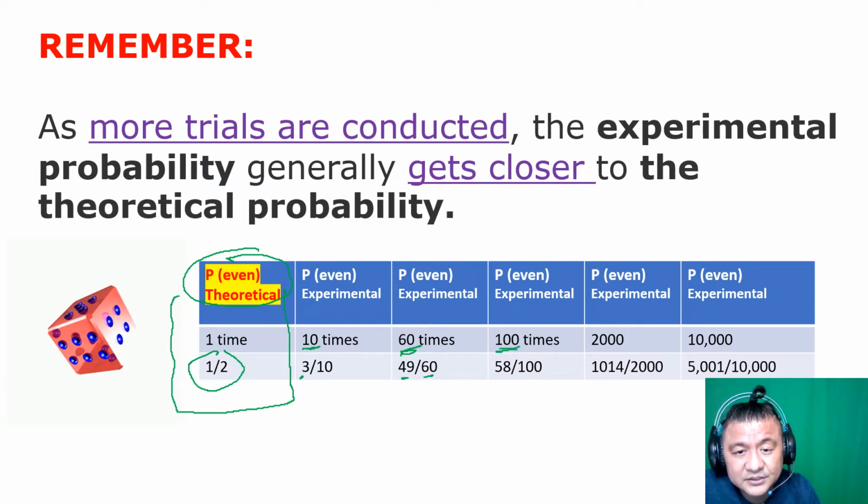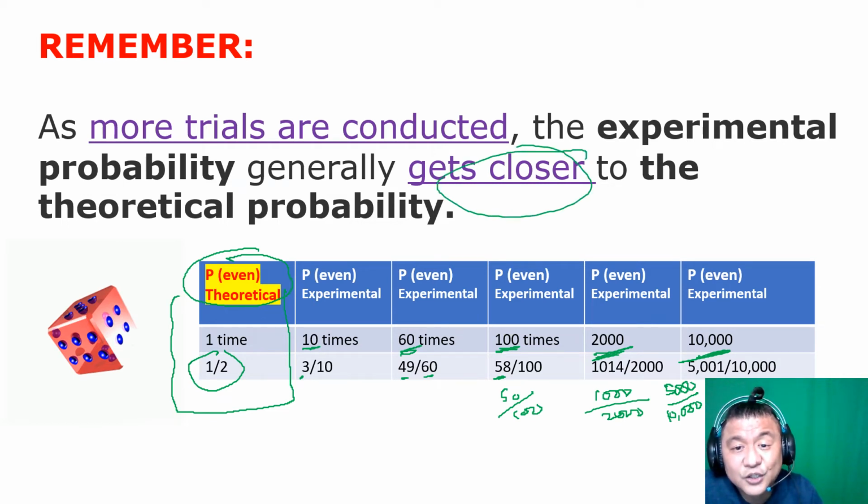But if I threw it 100 times, look at the result, 58. Is 58 near 50 over 100? Kinda, right? Almost 1 half. Now, if I threw it 2,000 times, look at the results. Is it near half, which is 1,000 over 2,000? Yes, it's getting nearer. It's not perfect, but it's getting nearer. But guess what? I threw it 10,000 times. The result is 5,001 out of 10,000. Is it near the half of 5,000? Yes, it got nearer. It got closer.